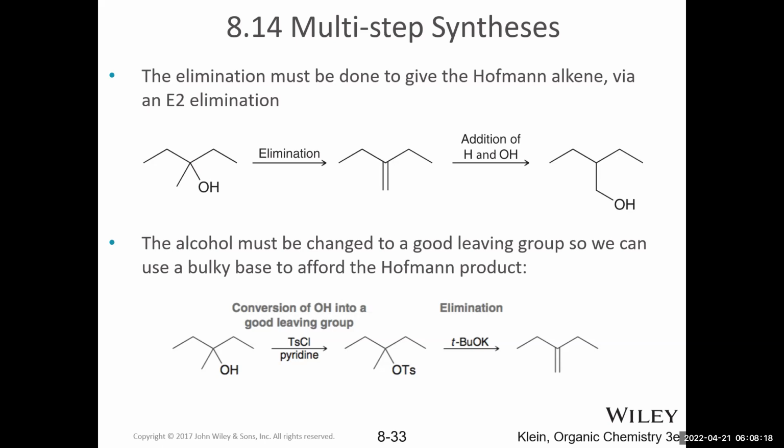But in this case, we're going for the Hoffman product. The only way to get the Hoffman product is to do an E2 reaction. And an E2 reaction utilizes a strong base, which is not compatible with a strong acid. Therefore, we will not use acid to make this a good leaving group. Instead, we will convert it to a tosyl group using tosyl chloride and pyridine. This is another way of accomplishing the formation of a good leaving group without using acid. Next, we can use a bulky strong base to do E2 and give us the desired Hoffman regioselectivity.